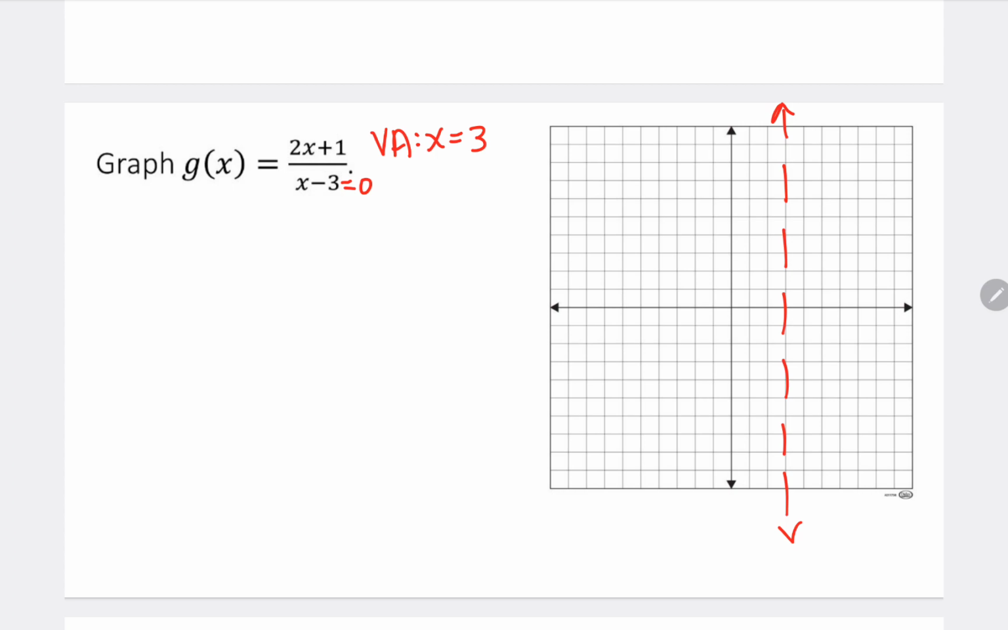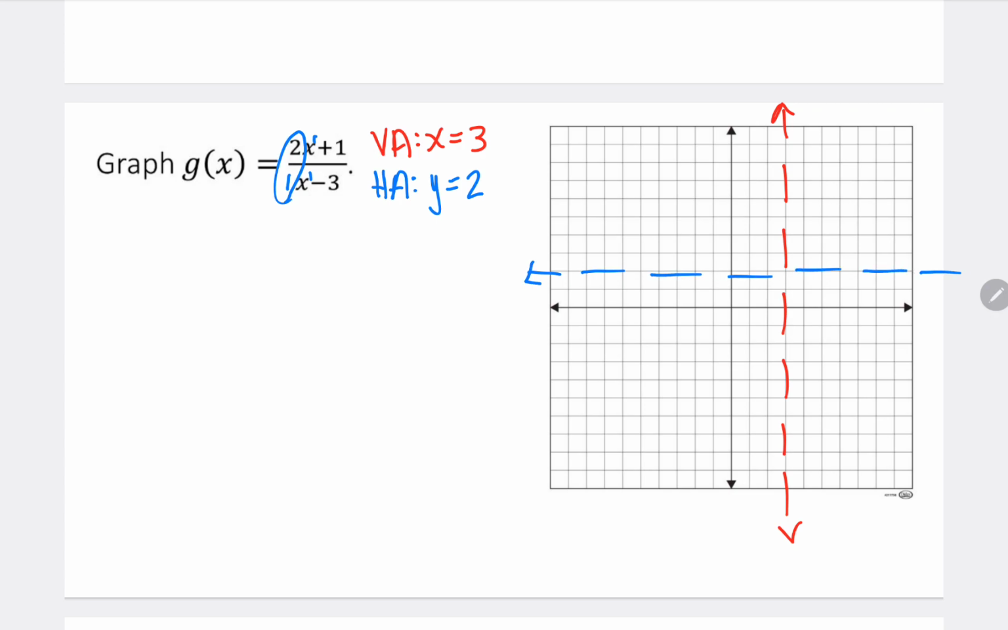And then to find my horizontal asymptote, I'm going to look at the degrees in the numerator and denominator. I have linear in the numerator, linear in the denominator. When the degrees match, you look at the leading coefficients. In this case, 2 over 1. So my horizontal asymptote is 2 over 1, or y equals 2.